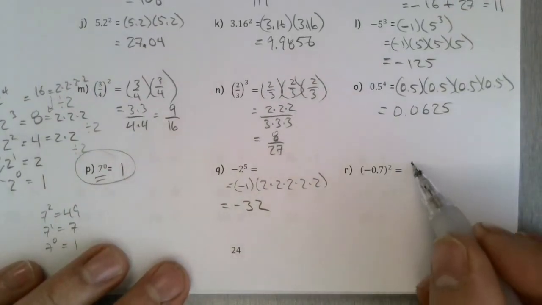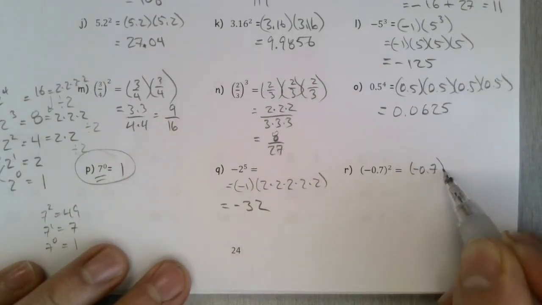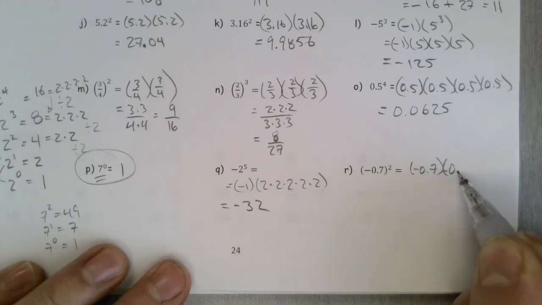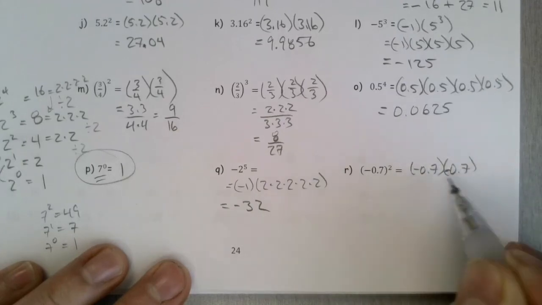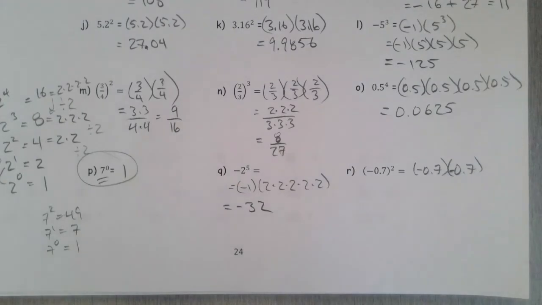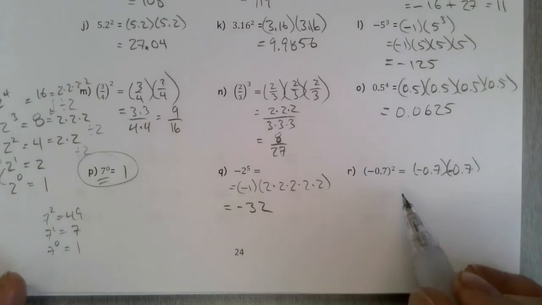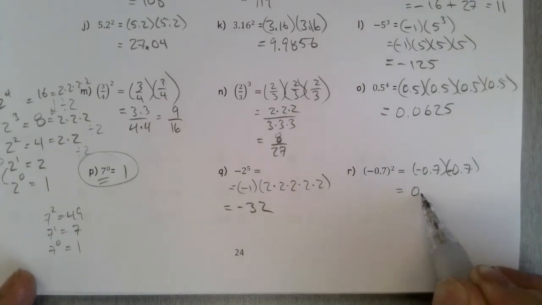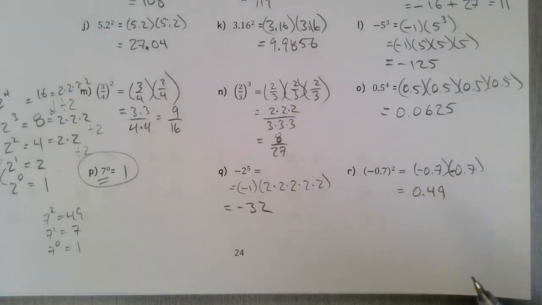Now this one right here, this is like negative 0.7. That negative is now inside that set of parentheses, so it does show up twice. Okay, it is actually part of the base. The parentheses here keep it as a unit with the base. So negative 0.7 squared. The negatives are going to cancel. I'm going to get 0.49. And that's the answer that I'm looking for. Okay, hope that helps.